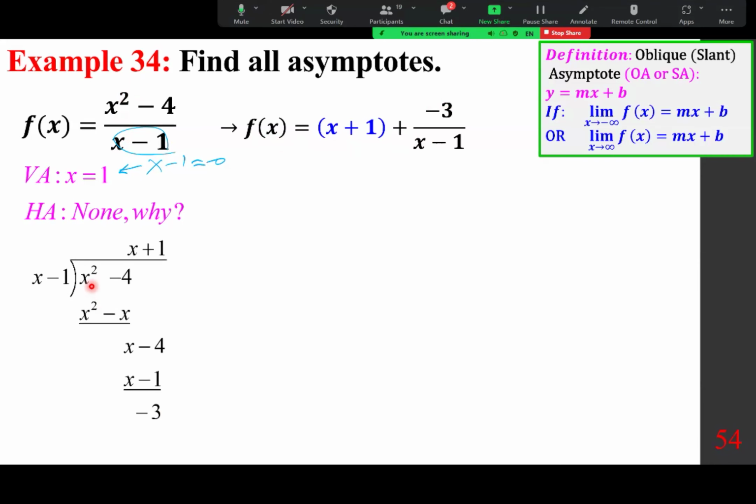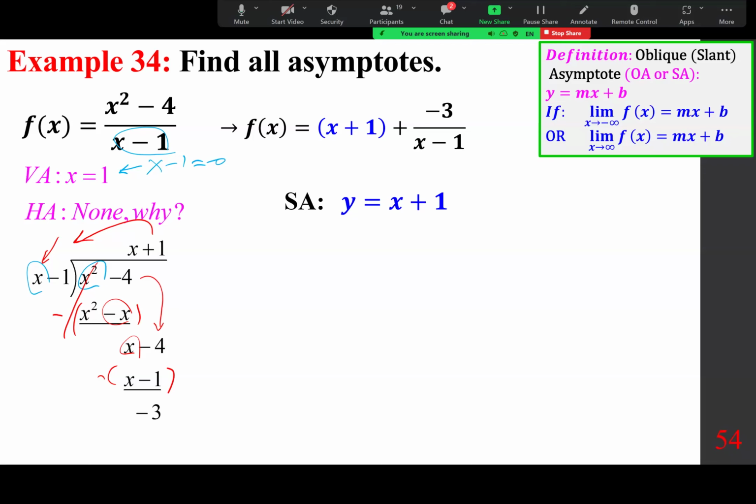Again, just for the sake of argument, x squared divided by x, just to remind you, you divide by the first term, you get x, and then you multiply by these 2, you get x squared minus x. You subtract. These 2 cancel each other, and this becomes positive. You bring this one down, you divide this one by this one, you get 1, you multiply the 1, and then you subtract again. So this is how you arrive at the answer. Slant asymptote, y equals x plus 1. It's that simple.